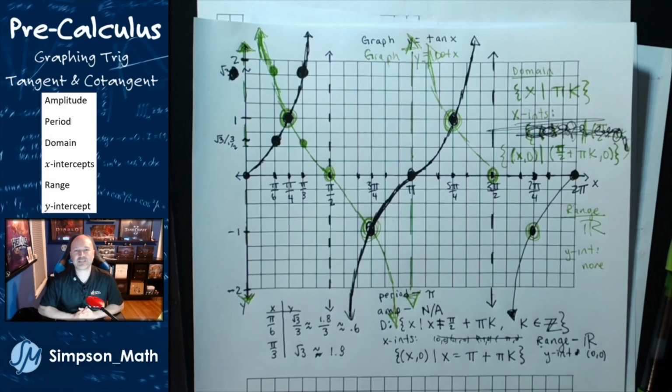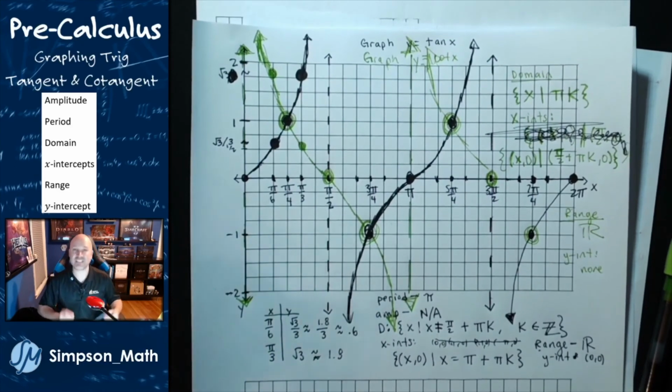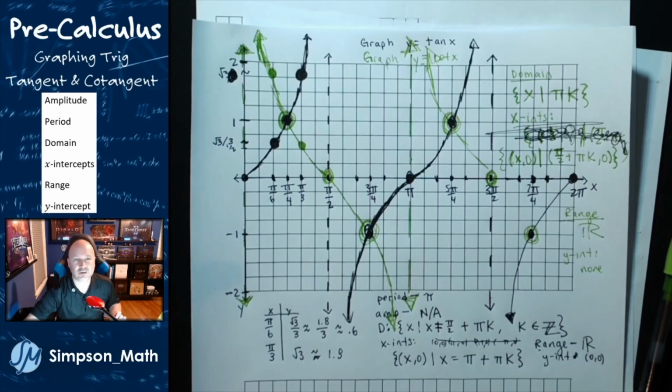Practice. Go graph these. And once you've done it, do it again. Practice. Repetition. Go graph cotangent. Graph tangent and then cotangent. Graph cotangent and then tangent. Graph. Graph.